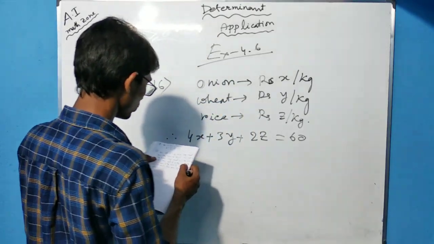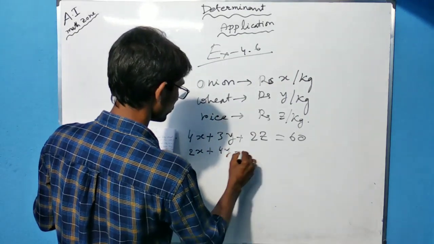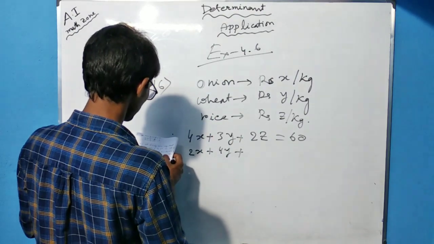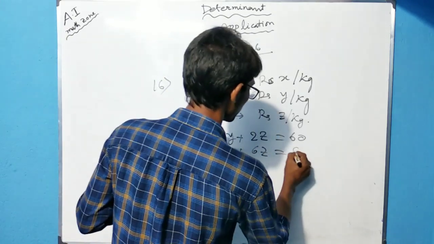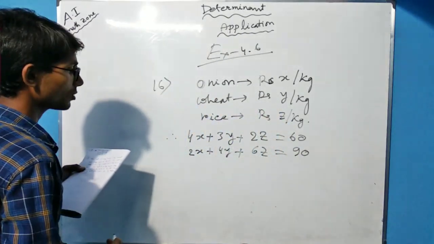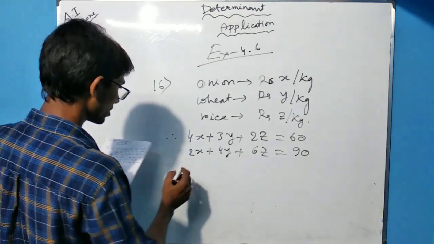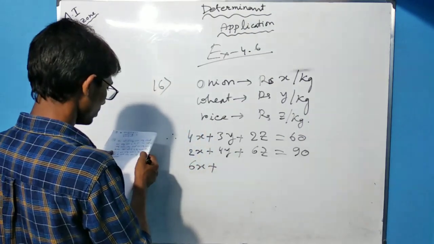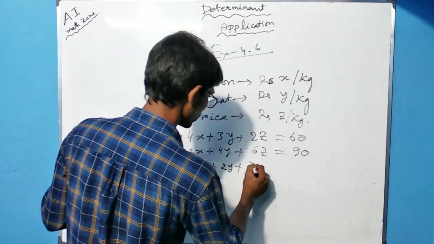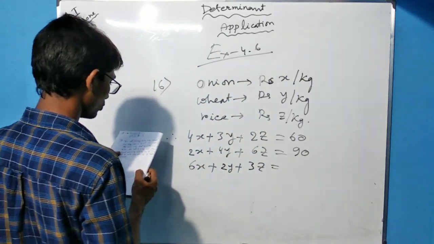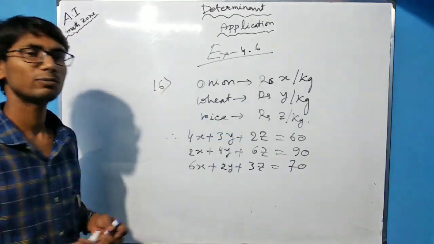Next one is the cost of 2 kg onion, so 2x plus 4y plus 6 kg rice, 6z equals 90. This one. And next one is 6x plus 2y plus 3z is equal to 70. Now this is a system of linear equations and you have to solve this, right?